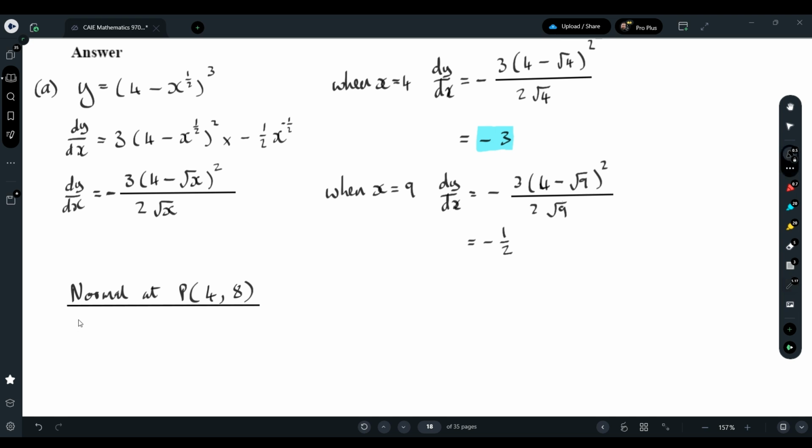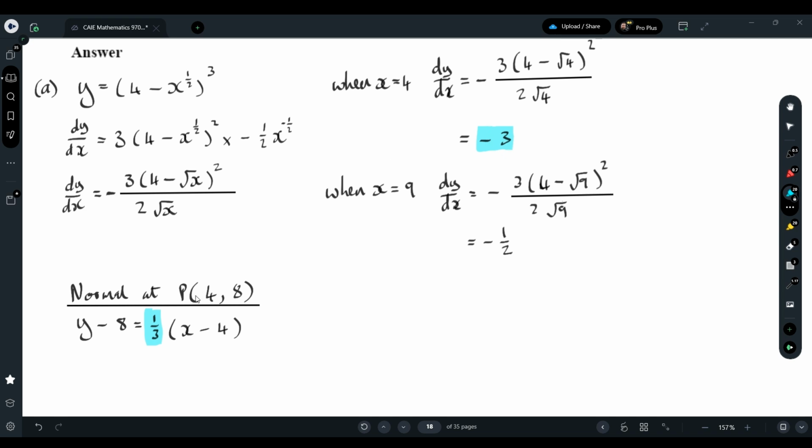To do this, all we would need to say is that y subtract 8 is equal to 1 over 3 (x minus 4). The 4 and the 8 in their respective places came from the coordinates of P, the point where the normal crosses the curve. This value of 1/3 is the negative reciprocal of the gradient of the tangent. The gradient of the tangent when x is equal to 4 is -3.